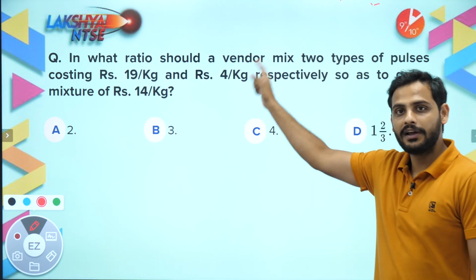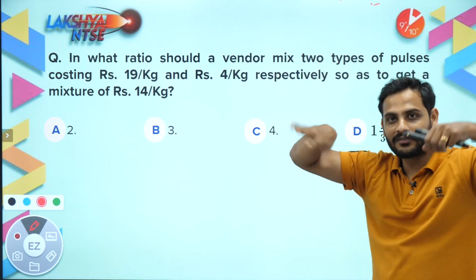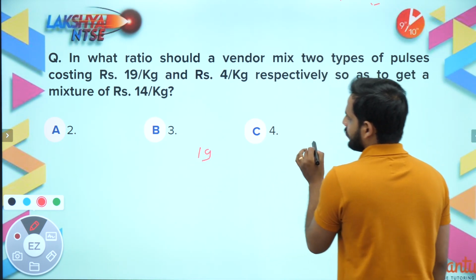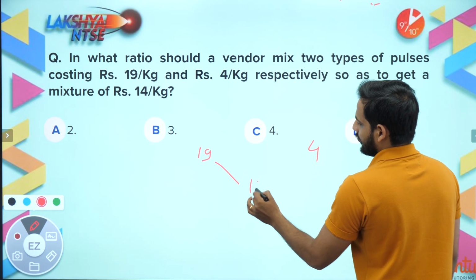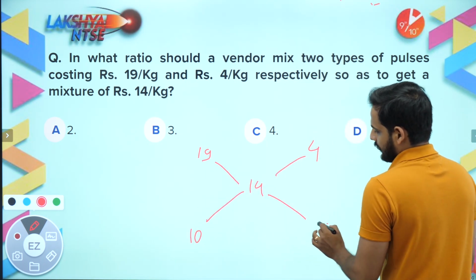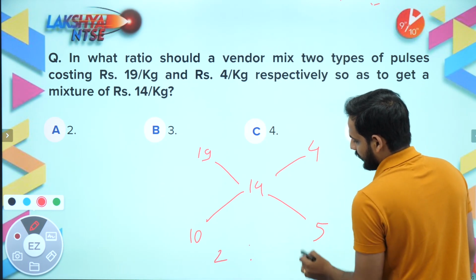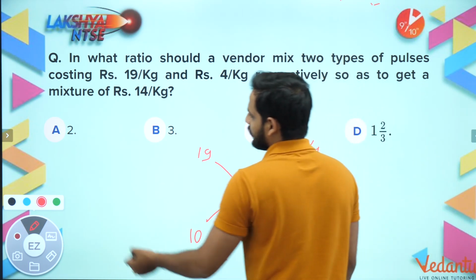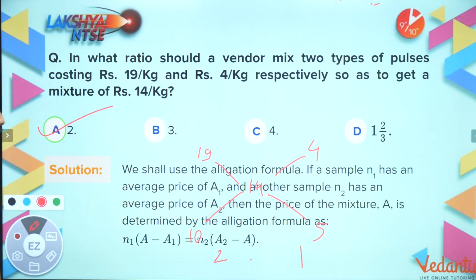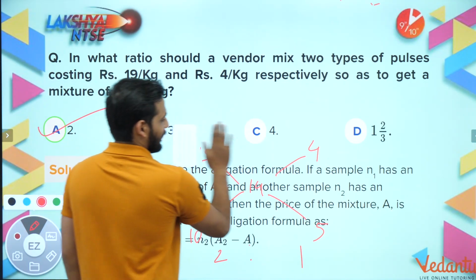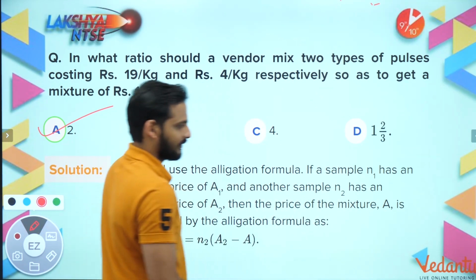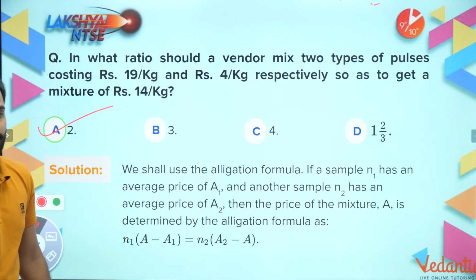Now this is also that kind of question: mixing two types of things, getting a final one. So our first one is 19, the second one is rupees 4, and the total is 14. So here it is 10, here it is 5, that means 10 is to 5 is what? 2 is to 1. So option A is the correct answer. So this is how it can be easily solved, bacho. That short trick will work in many types of questions.